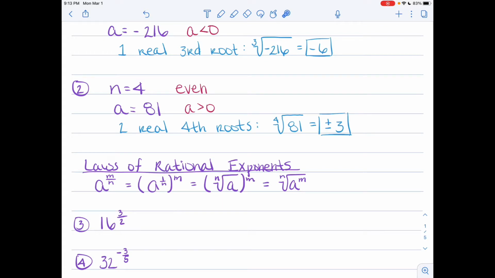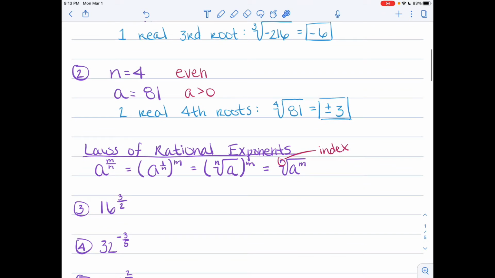We also don't actually need the parentheses here. We could simply write n in front as our index. This is known as the index. And we could write our m as the power that we're raising a to. So that can be underneath the radical, or it could be outside the radical out here, or like it is here in parentheses, or outside of parentheses. So any of those are interchangeable, and we want to use this information to move back and forth from rational exponent form to radical form.